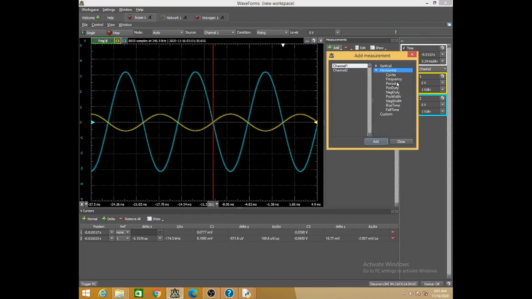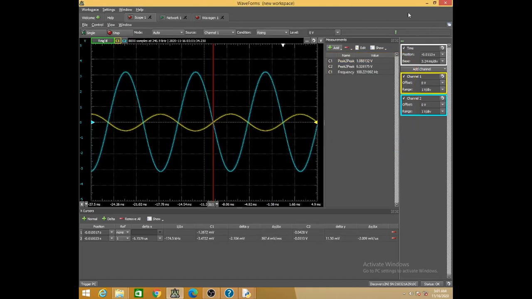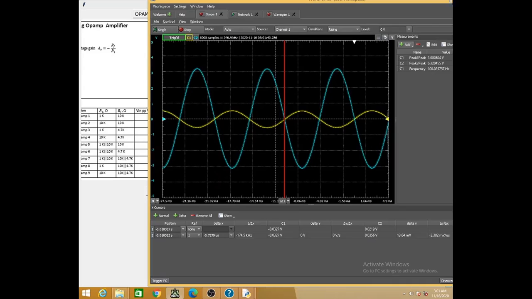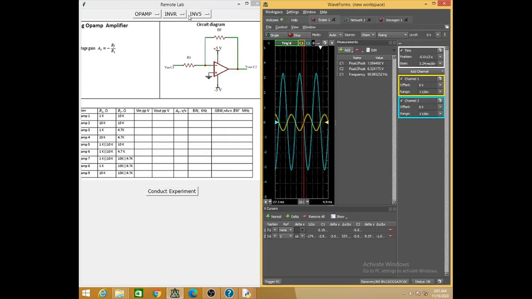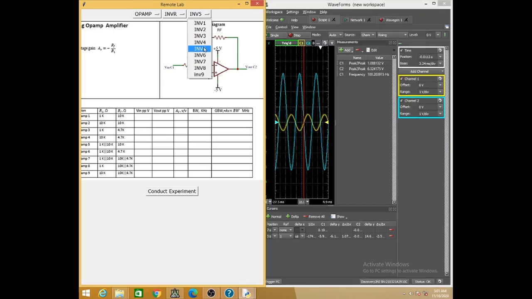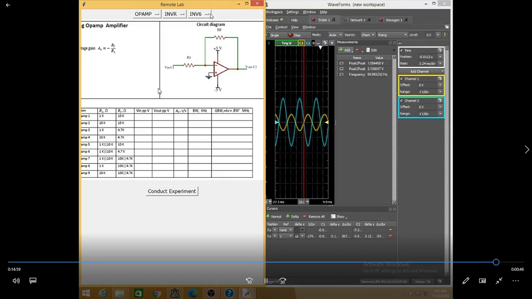How do you ensure that it is not clipped? Reduce the amplitude of the input signal. It's a pure sine wave. If you reduce the amplitude of the sine wave, then it will not be a clipped waveform. So this way you can do it for different combinations, whatever combination is available. You can achieve all these parameters.